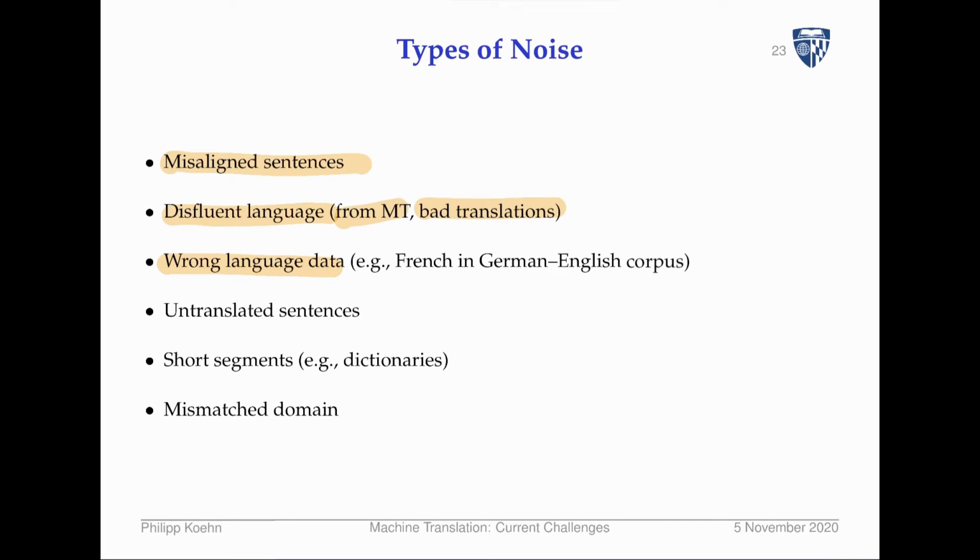Wrong language data, maybe the corpus also contains French text, either as source or target, in a corpus that purports to be German-English. Maybe there are untranslated sentences where some of the material is the same in source and target. That happens very often on web pages where only part of the web page is translated and the rest kept the same. Maybe the navigational elements are all the same, or maybe only the navigational elements are translated. Then there's also a lot of discussion on short segments. If you have a lot of short segments, maybe that hurts training. And then a mismatched domain, which we already discussed.